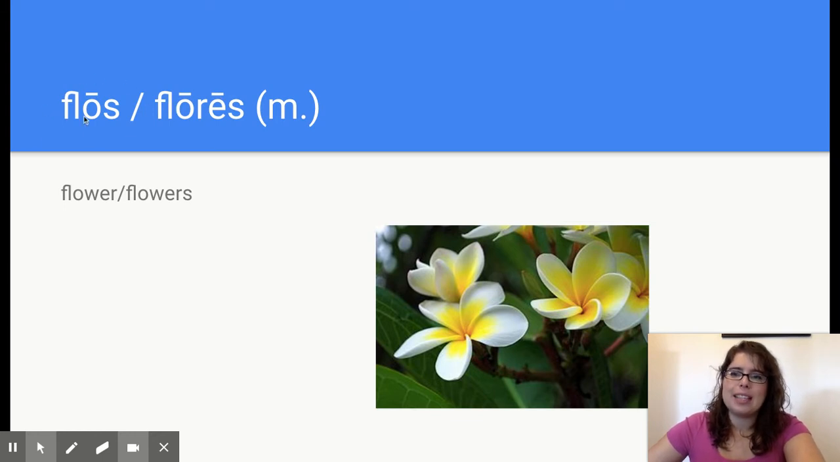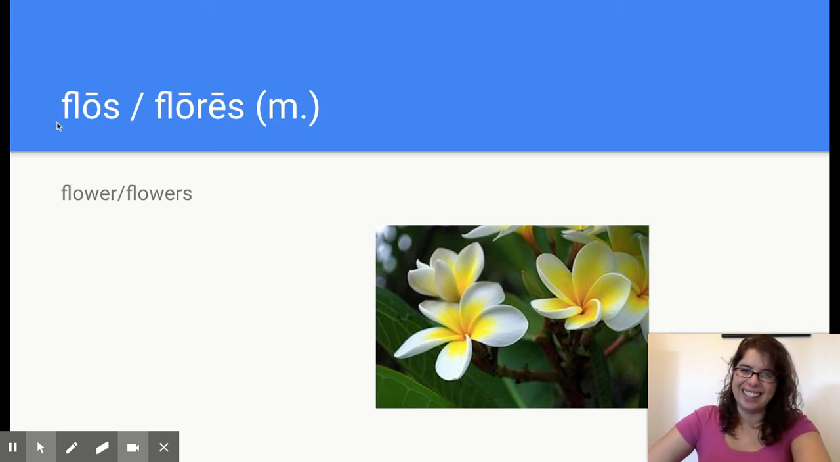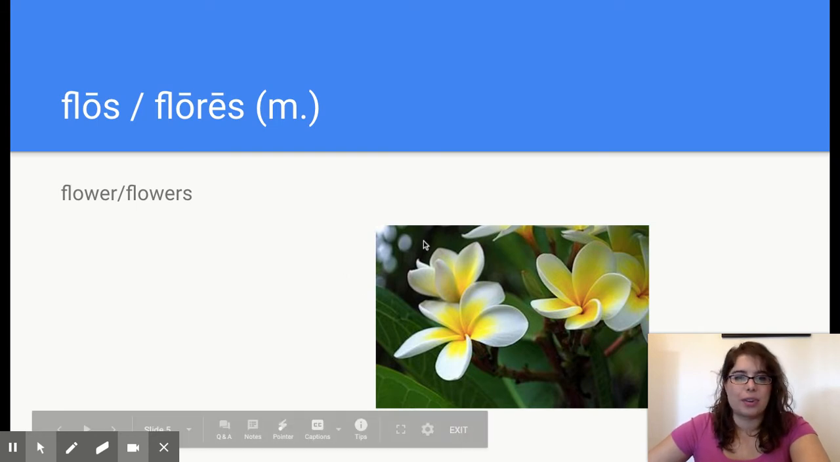So we see that this changes a bit from the singular to the plural. That happens sometimes in Latin. And usually if that happens, the plural form is where we'll get English words from. So floral has that R there instead of, it's not flosal. So this typically changes. That S is only there in the singular form. All right, so our word for flower or flowers.